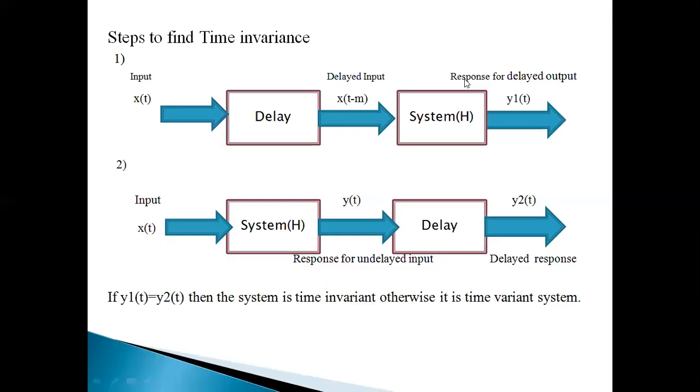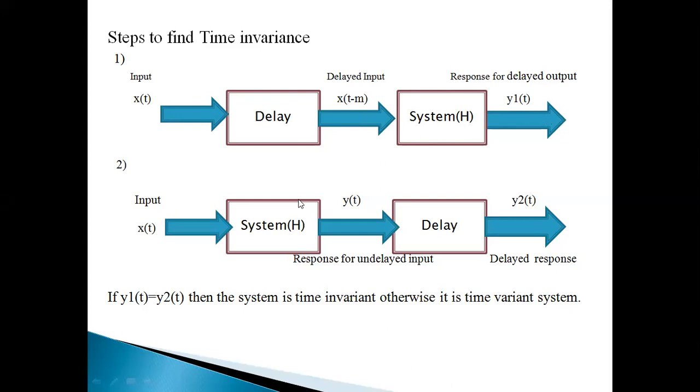Now we will see these steps diagrammatically. So first we have to apply the input to the delay block and we will get the delayed input. And that delayed input we have to apply to the system so that we will get the response for the delayed input. So the input is denoted by x of t. It is given to the delay block and we will get the delayed input. It is denoted by x of t minus m. That x of t minus m we have to apply to the system so that whatever output of the system is there, we will denote it by y1t. So this is the first step.